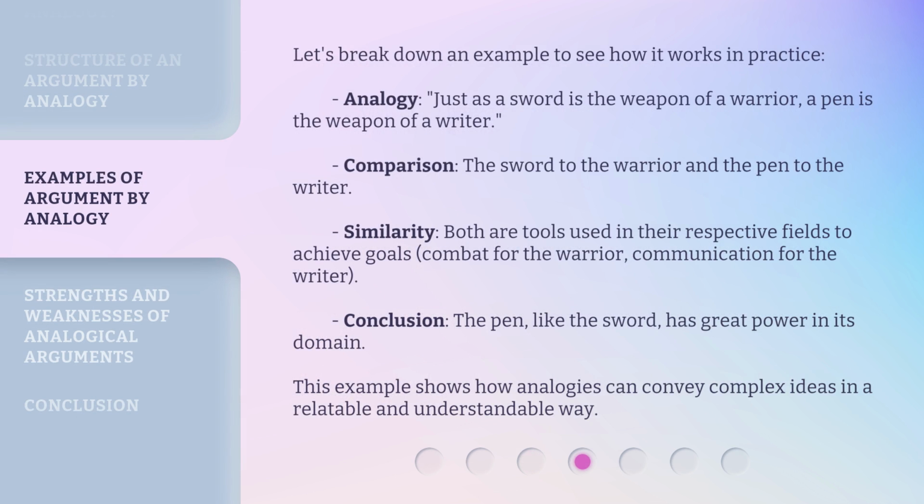Let's break down an example to see how it works in practice. Analogy. Just as a sword is the weapon of a warrior, a pen is the weapon of a writer. Comparison. The sword to the warrior and the pen to the writer. Similarity. Both are tools used in their respective fields to achieve goals. Combat for the warrior, communication for the writer. Conclusion. The pen, like the sword, has great power in its domain. This example shows how analogies can convey complex ideas in a relatable and understandable way.